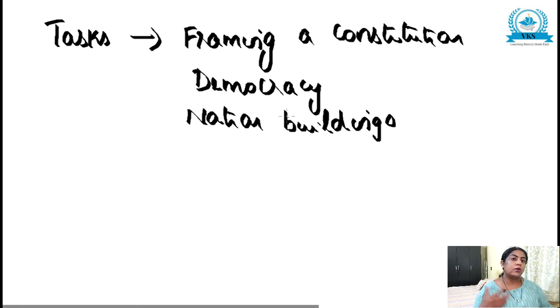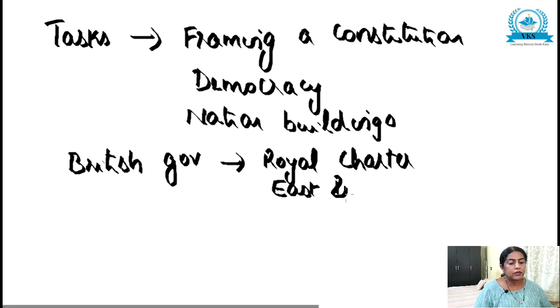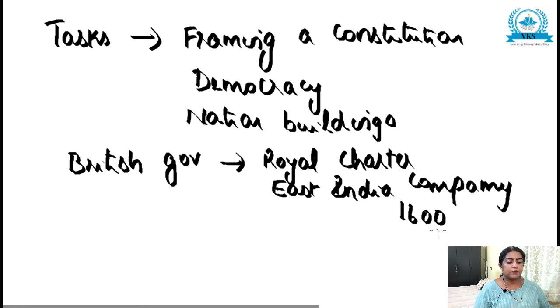So now let us go back before India's freedom. What were the incidents or events before India got its freedom? The British government granted its recognition and royal charter to the East India Company in 1600.